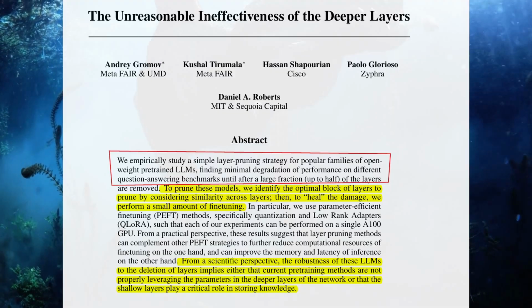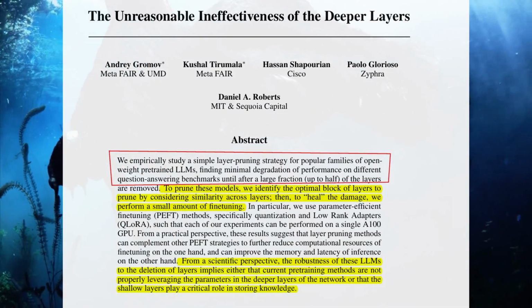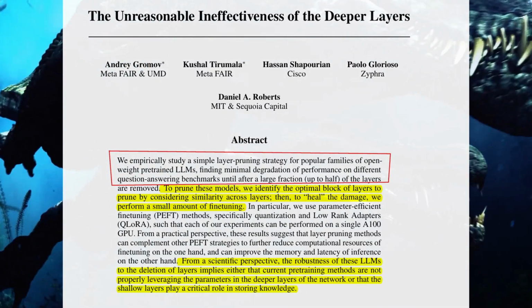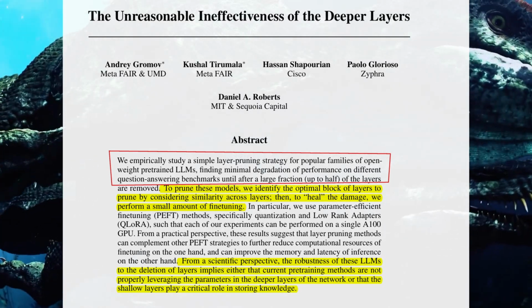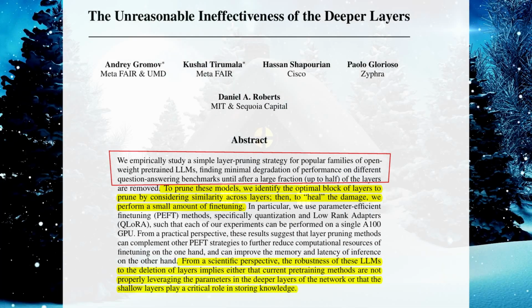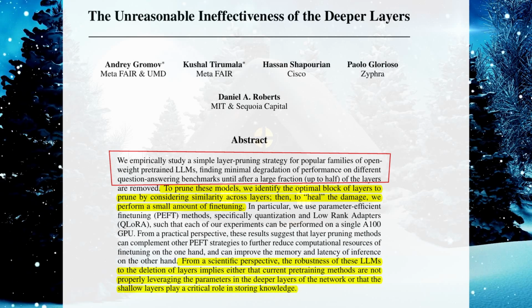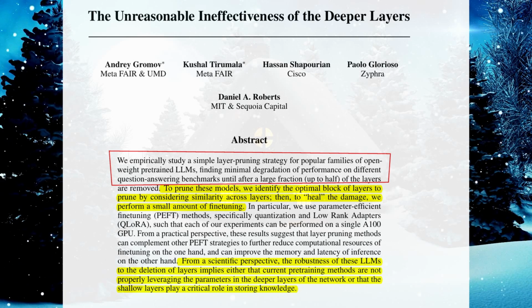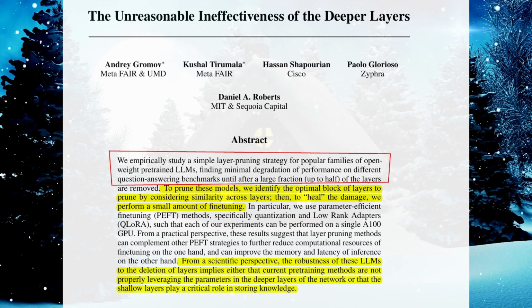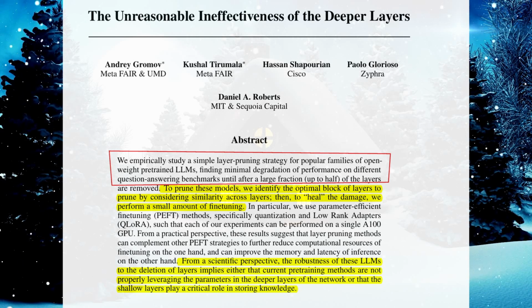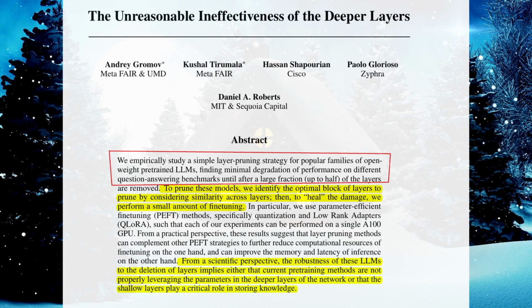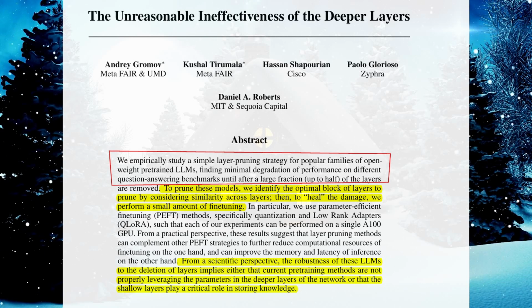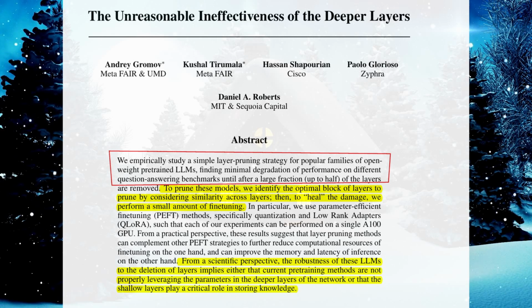Quite a brilliant paper for more compute-efficient LLM training/fine-tuning. The unreasonable ineffectiveness of the deeper layers. The world of large language models, LLMs, is constantly evolving, with models growing ever larger and more powerful. However, this growth comes at a cost: increased computational resources for training and inference. As researchers and engineers, we seek ways to optimize these processes without sacrificing performance.